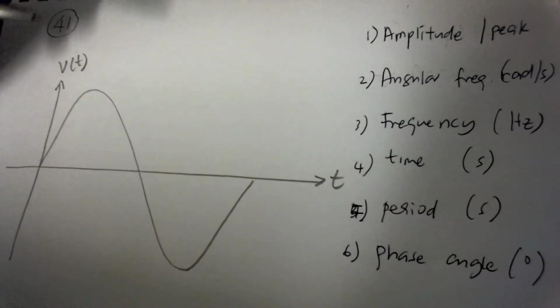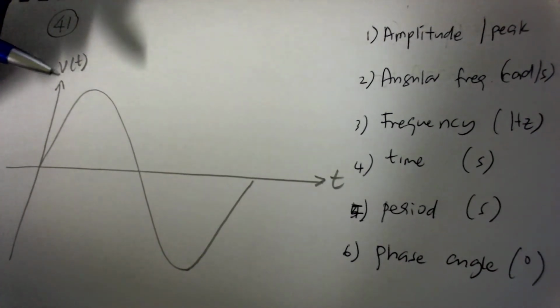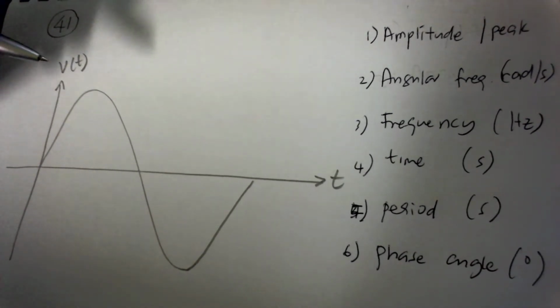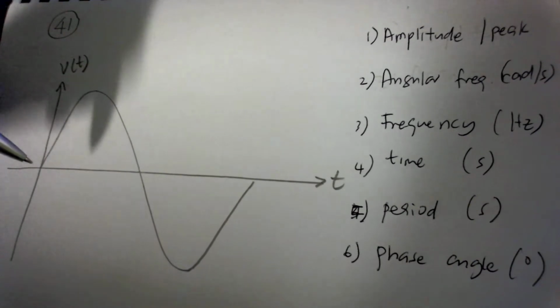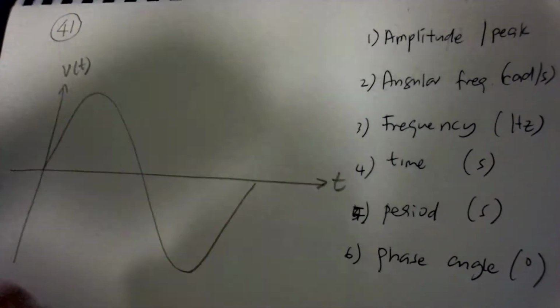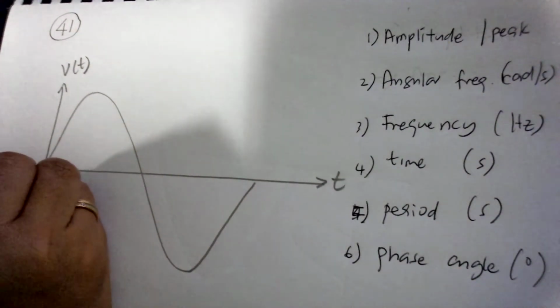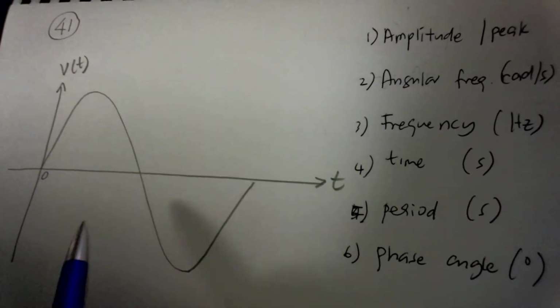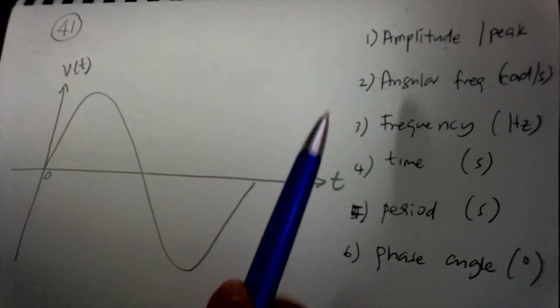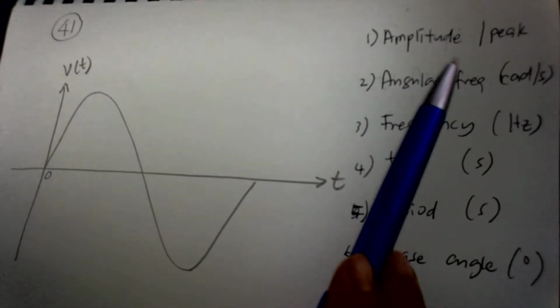Before that, we have to know what parameters are needed to write an expression for a signal. This is the signal of a sine wave, which we call a sinusoidal wave. It starts from zero. So what parameters are needed? These six parameters. The first one is the amplitude or the peak value.